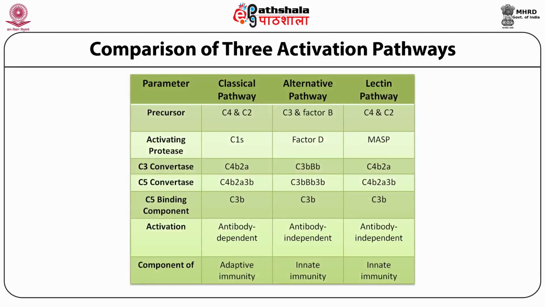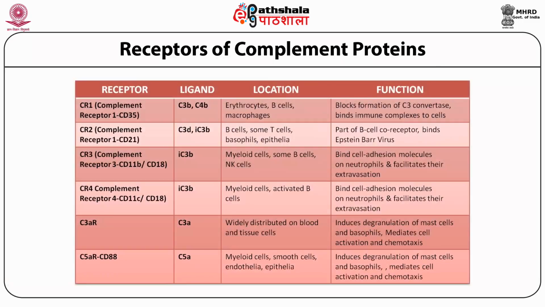Here you can see a comparison of three activation pathways in terms of the precursor, the activating protease, composition of C3 and C5 convertase, the C5 binding component, activation, and the component of innate or adaptive immunity. Moving on to the receptors for complement proteins.